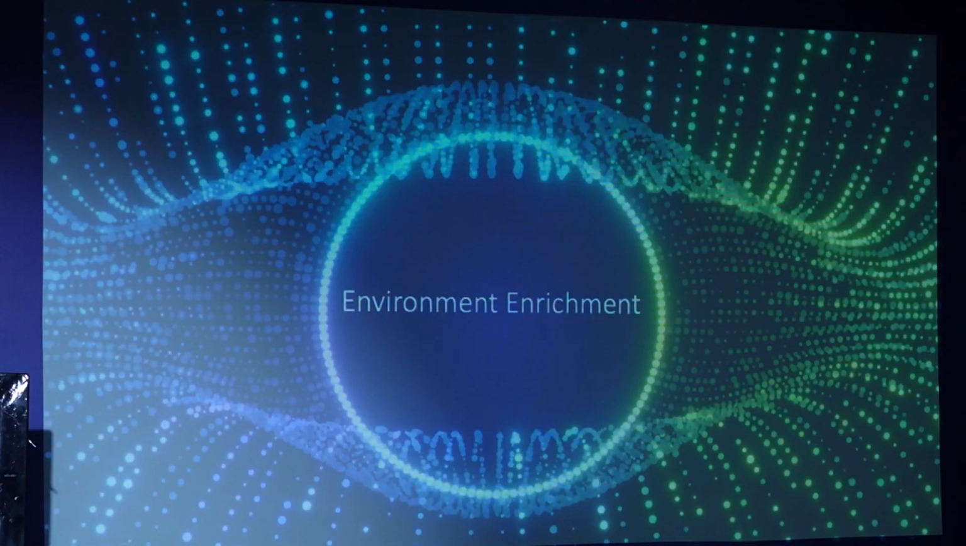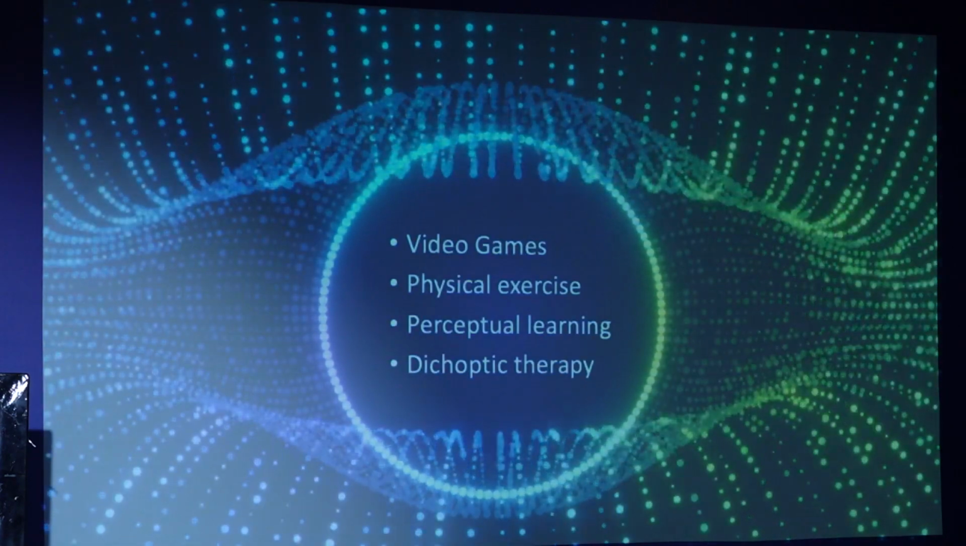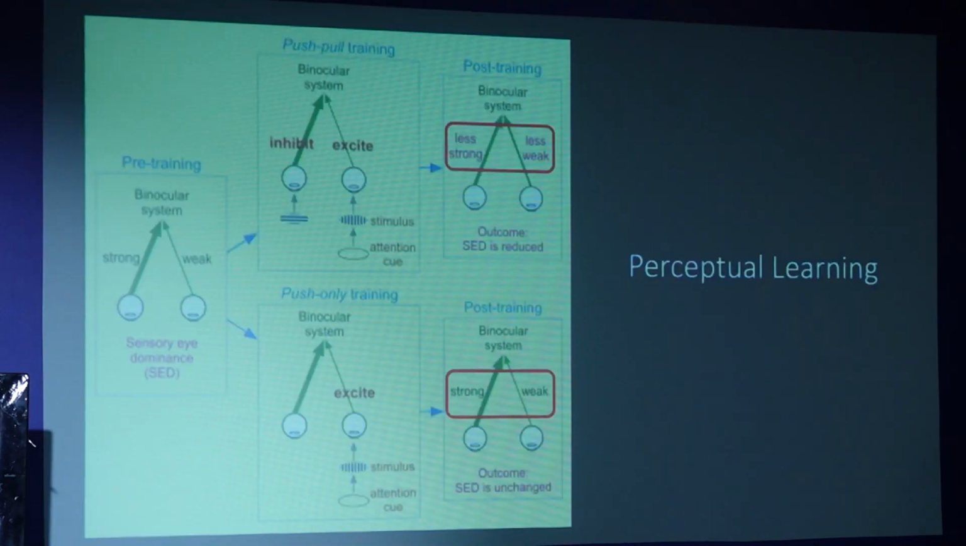So this is the next one, which is about environment enrichment, which is what we are doing right now. Environment enrichment is basically all the video games that we talk about, the physical exercise, perceptual learning, and the recently trending dichoptic therapy. Now there is a difference between perceptual learning and dichoptic therapy. Perceptual learning actively inhibits the dominant eye, whereas dichoptic therapy reduces the contrast.